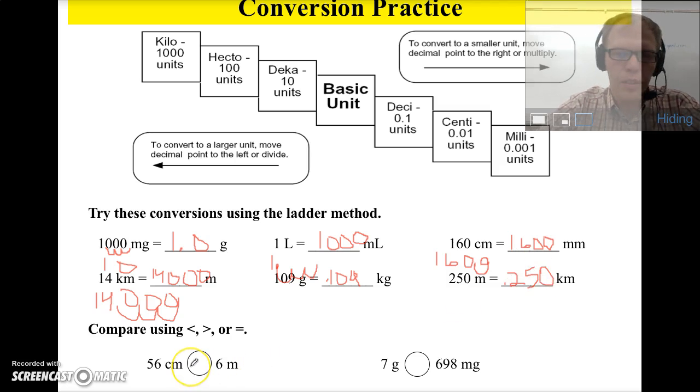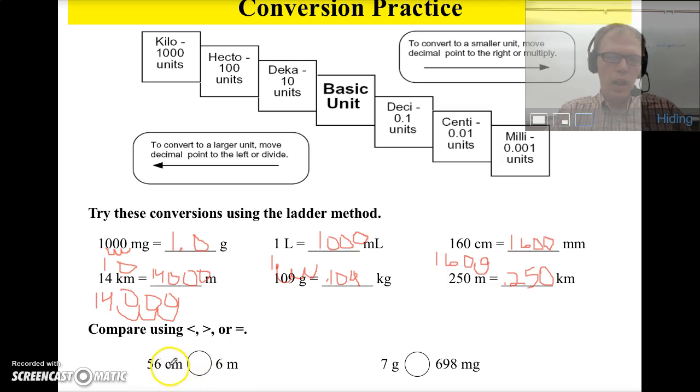So for our last ones here, what you're going to do is you're going to see if things are greater than, less than, or equal to. This is the alligator or Pac-Man. The alligator or Pac-Man is always going to eat the bigger number. So for these, what we have to do is we have to get them in the same exact unit before we can compare them. So I always take the first one just because it's easier. We're comparing these two numbers, and I'm going to have to put them in the same exact unit.